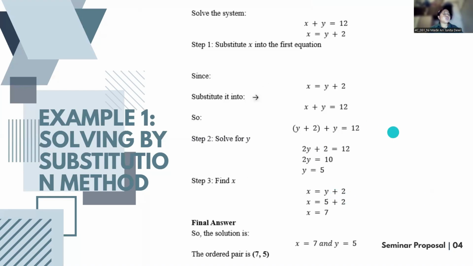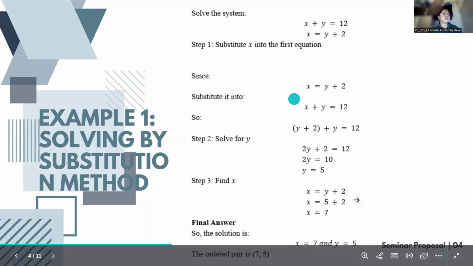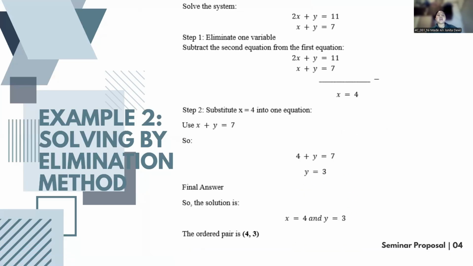In this screen, the problem and the solution, you can find it. And the next is solving by the elimination method, example 2.